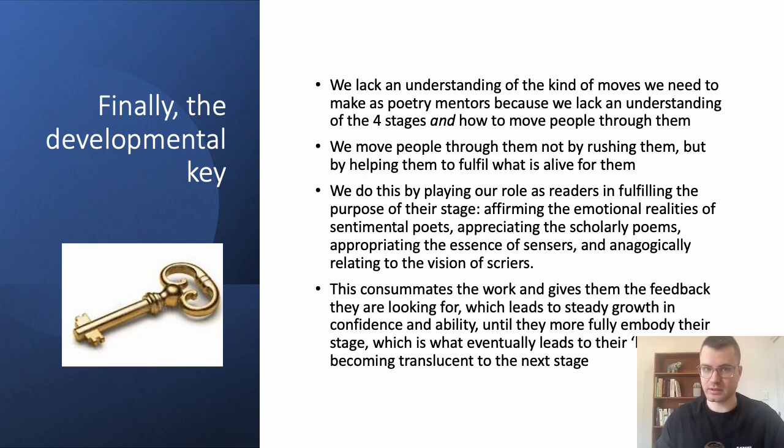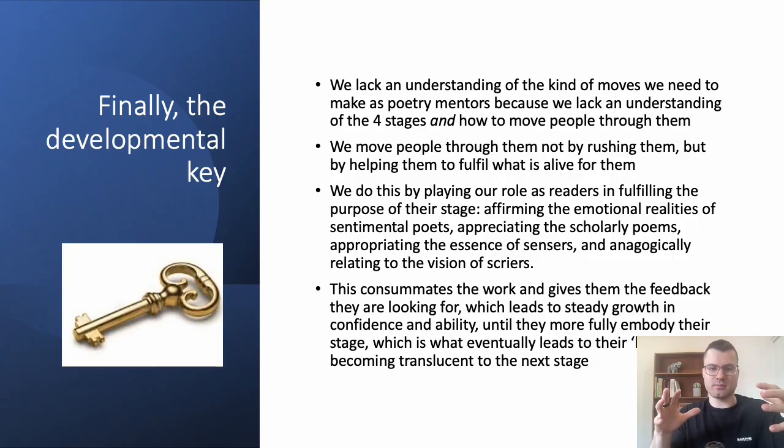Okay, so what do we do? We need to help them fulfill what's alive for them, and we do this by affirming the emotional realities of sentimental poets. So basically, if you remember the 4 purposes across each stage, we're consolidating that purpose for them. In order for the poet to achieve their purpose at their stage, the reader needs to play a role in that as well. So we need to affirm sentimental poets, appreciate the scholarly poems, appropriate the essence of sensing, and anagogically relate to the vision of scrying. And that's what gives them the feedback that they're looking for, which helps them to grow in their confidence and ability until they more fully embody their stage.